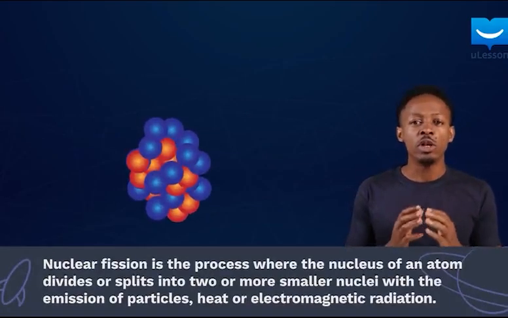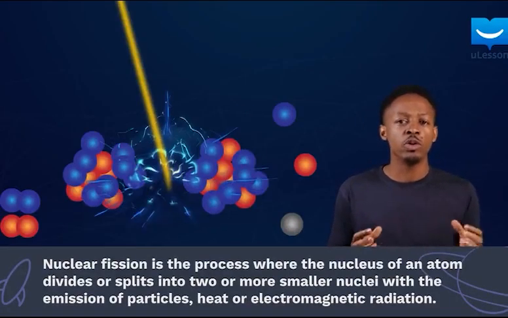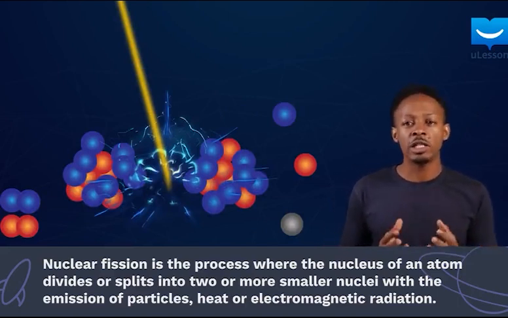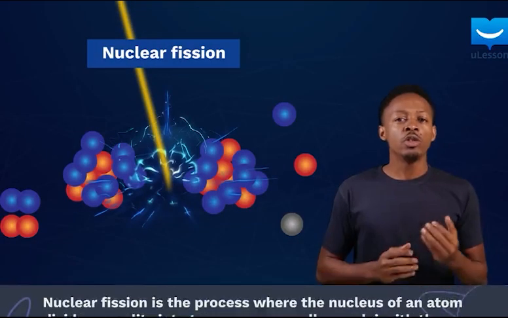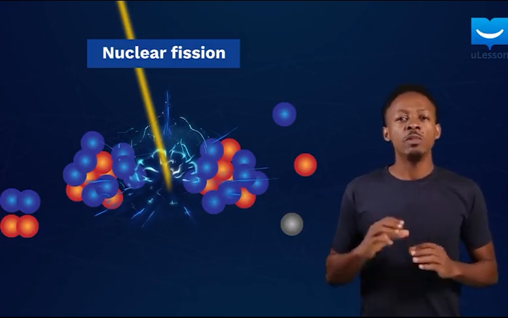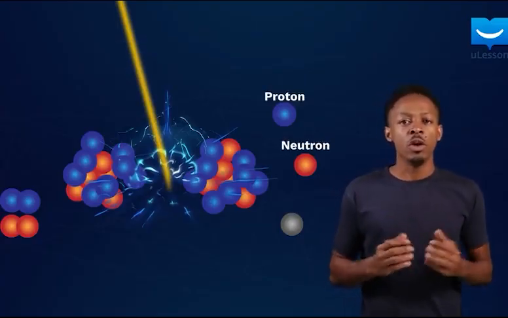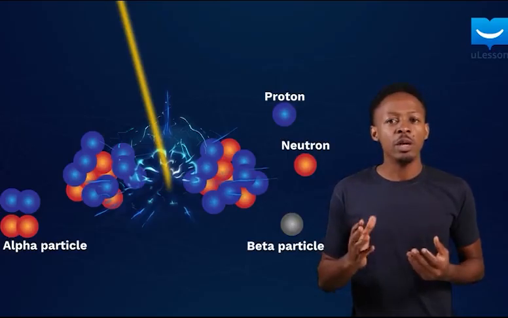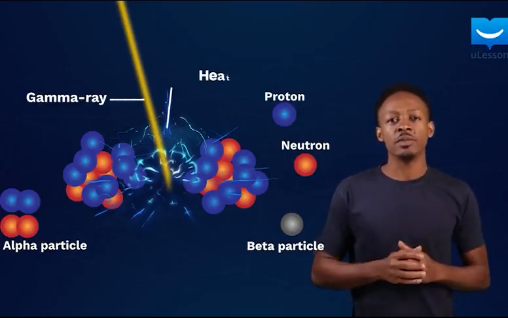In this lesson, we shall look at the first process and take a look at the other process in subsequent lessons. A nuclear reaction where the nucleus of an atom divides or splits into two or more smaller nuclei with the emission of particles, heat, or electromagnetic radiation is called nuclear fission. During fission reactions, subatomic particles like protons and neutrons can be emitted. Also, other particles such as alpha and beta particles can be emitted as well as gamma rays and heat.